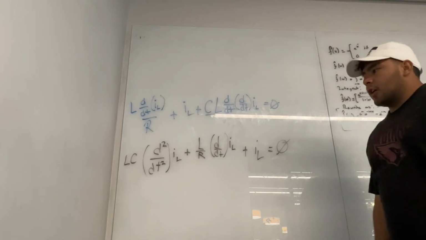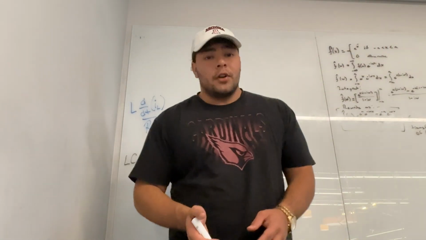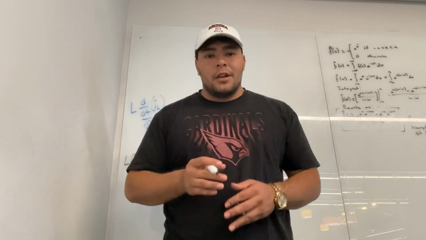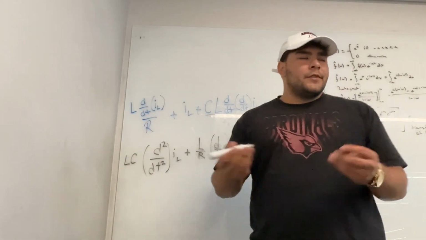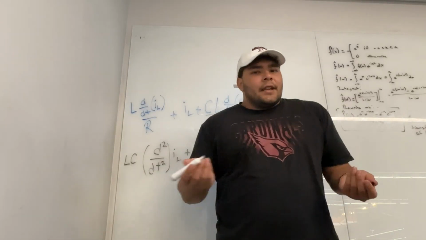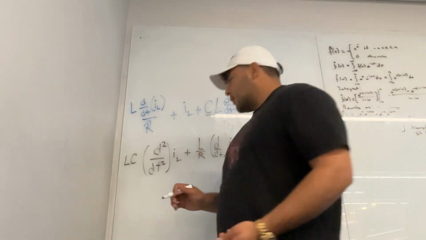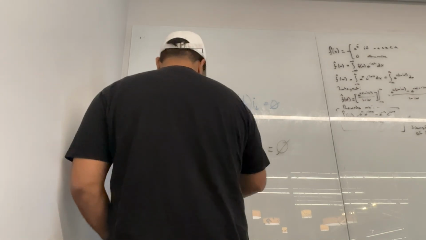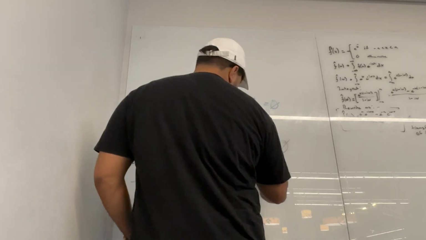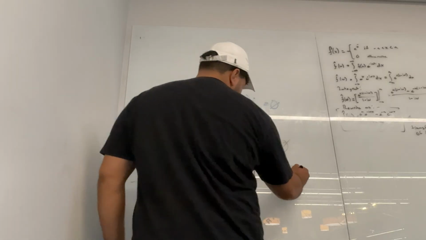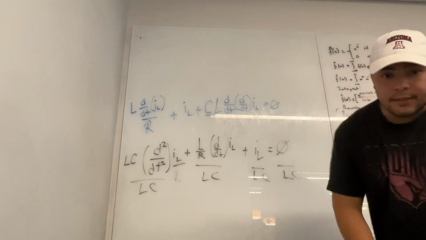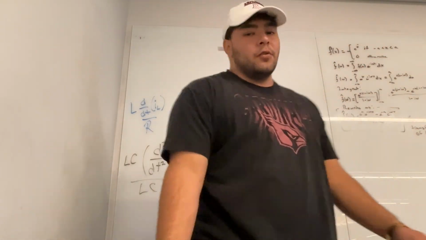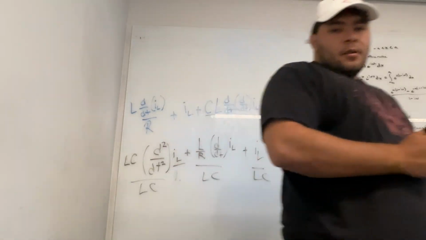Bingo. And here's the other thing. When you're dealing with a differential equation, you do not want to be dealing with a coefficient in front of the second order differential. So let's get rid of it. Let's divide this whole thing by LC. We also divide 0 by LC, but anything divided by 0 is just 0. So, boom, 0.